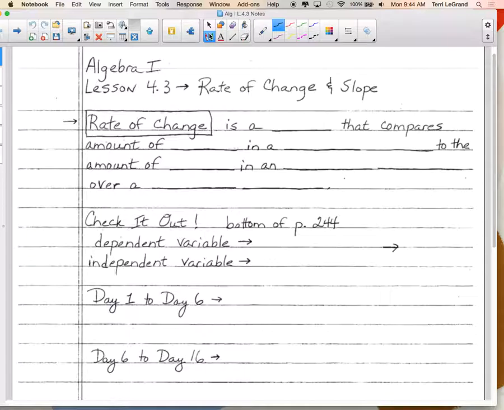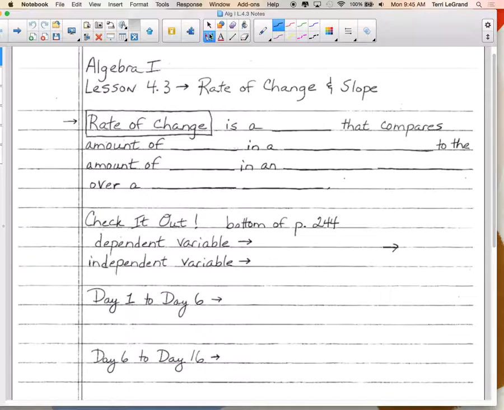Rate is a comparison of two numbers with different units. Does that sound familiar? A rate is a comparison of two numbers with different units. So can you give me any examples of rates we worked with back in another chapter? Anybody get paid by the hour? At a job? Okay. So dollars per hour is a rate. In fact, it's miles per hour. In fact, those are unit rates. When we do it per one, we're talking about unit rates.